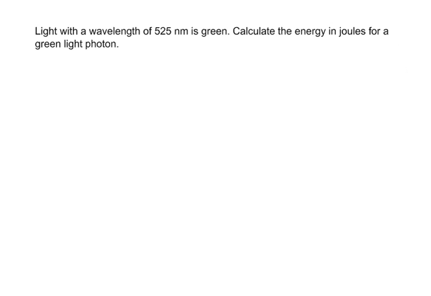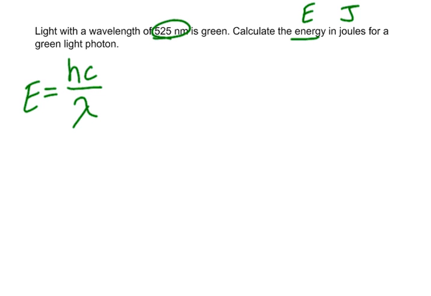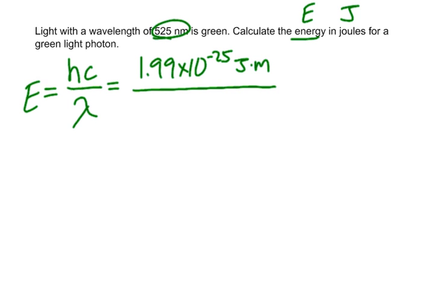So let's go ahead and apply it to a problem. Light with a wavelength of 525 nanometers is green, so why not use a green pen. Calculate the energy, so calculate E in joules for the green light photon. So we have the wavelength, we need to calculate energy. So energy is equal to hc over lambda, wavelength. I know hc is going to be 1.99 times 10 to the negative 25th joule meters, and I'm going to divide that by the wavelength.